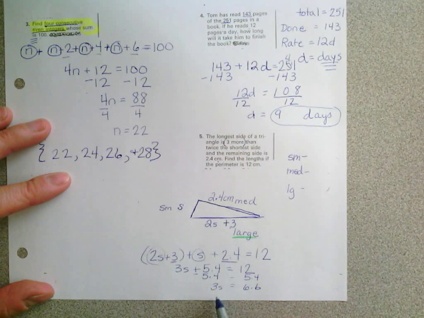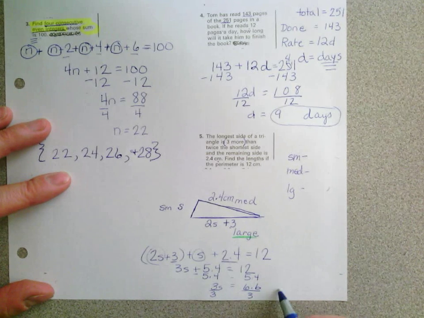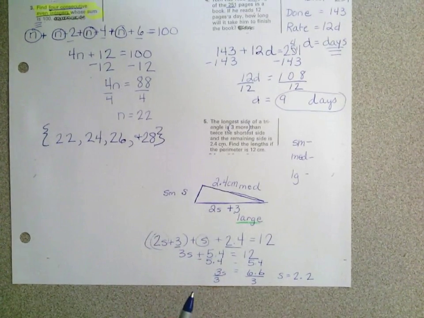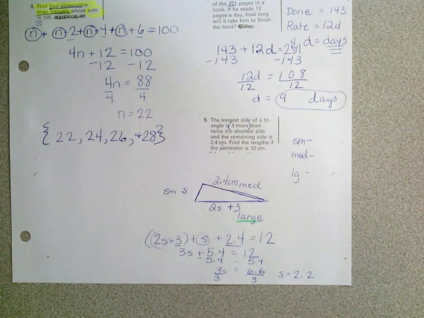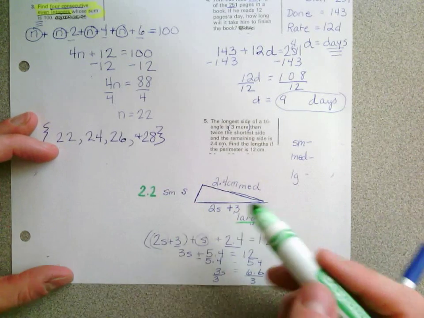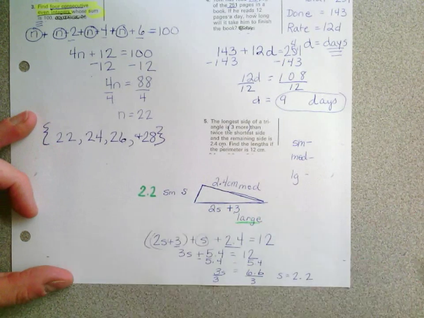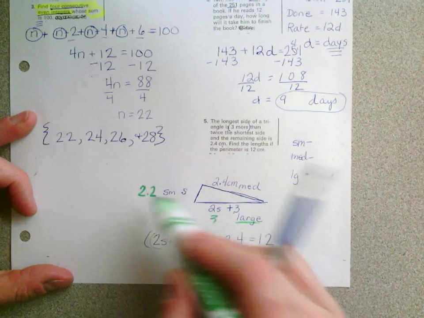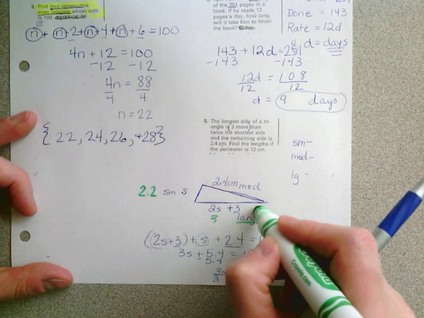Not bad. So that means 1s is 2.2. Now hold on a second. All that tells us is the value of the small side. 2.2. This guy is 2.2. This guy, double that, 8.8, right? We gotta double it. 4.4, I mean. 7.4, yes. 4.4. Double this, which is 4.4 plus 3.